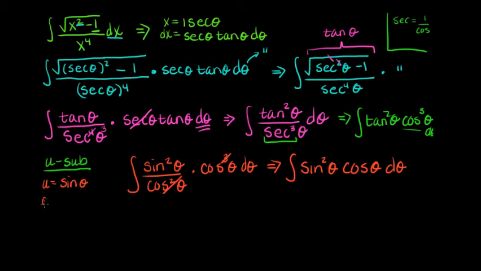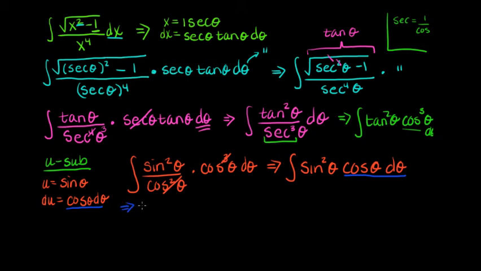That might help. du will be cosine theta d theta. Now at this stage, I'm always trying to check, can I actually use this u substitution? Of course I have a sine theta, that's given, but let's check du. Do I have a cosine theta d theta? Right there. So yes, I can use this u substitution, it is valid.